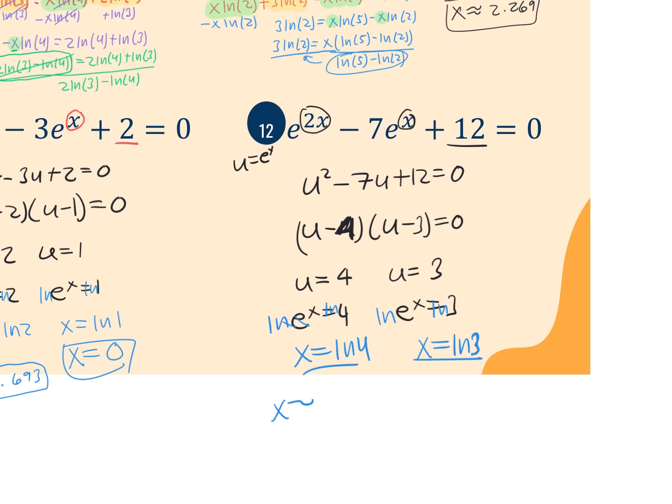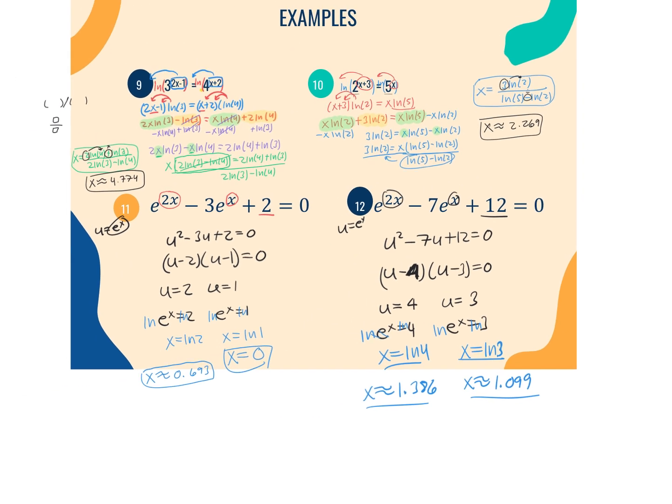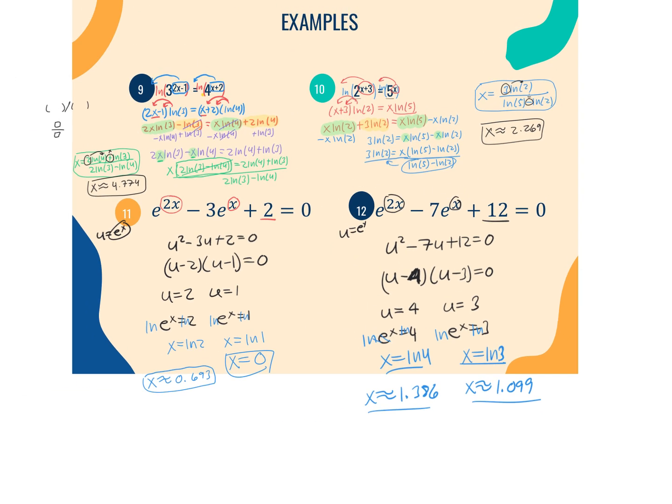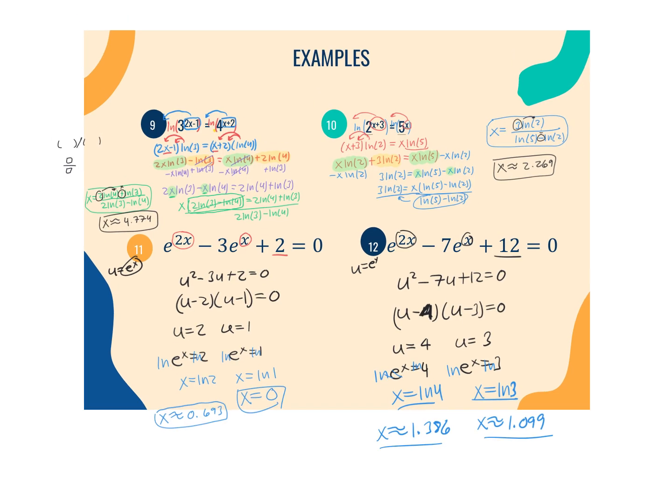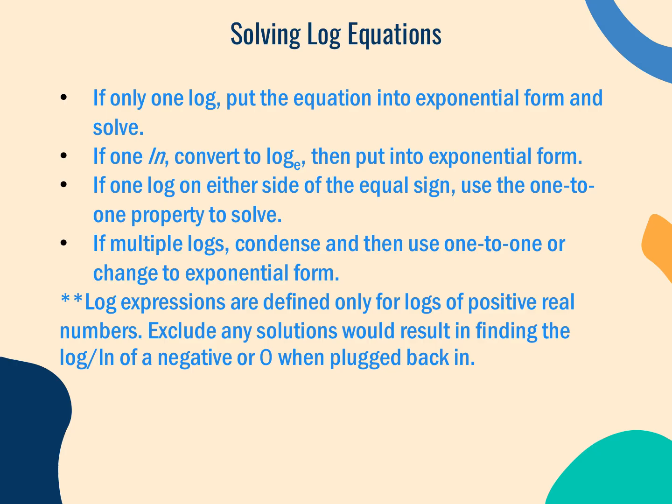Again, to get a decimal approximation, you just type into your calculator ln of 4, and that's going to get you about 1.386. And then ln of 3 is going to get you about 1.099. So those are your answers rounded. Those are all the kinds of exponential equations that we're going to get into. The rest are going to be logarithmic. Solving log equations is actually pretty straightforward.